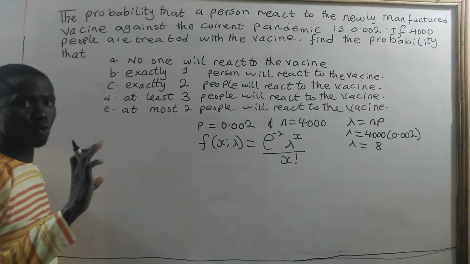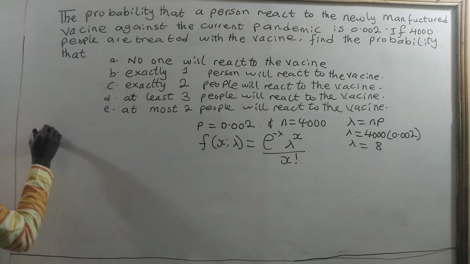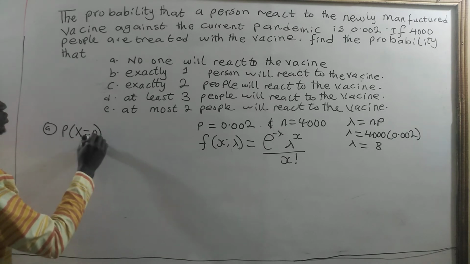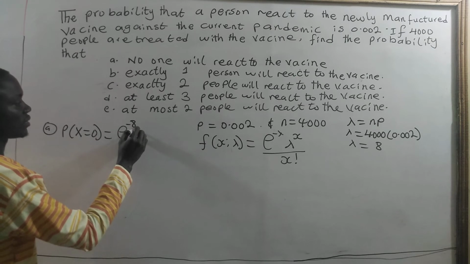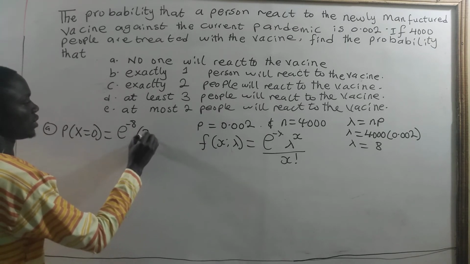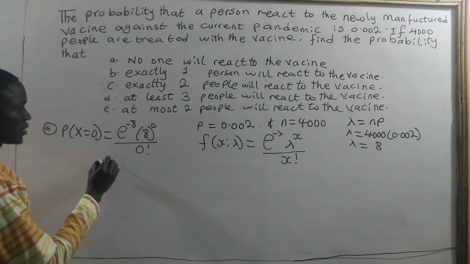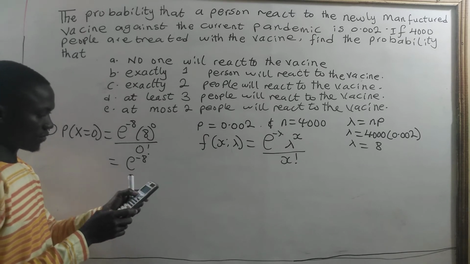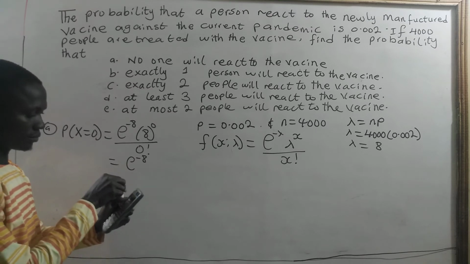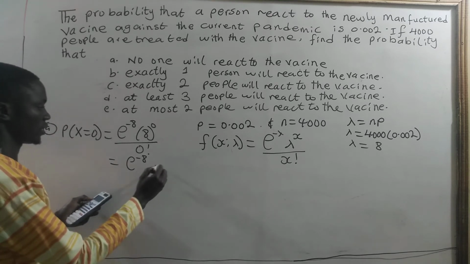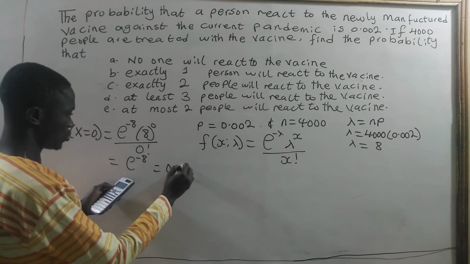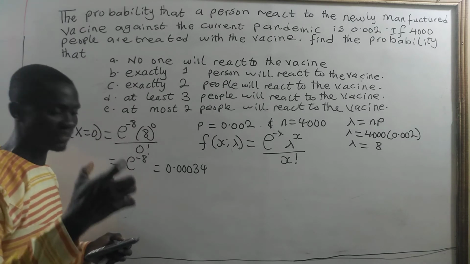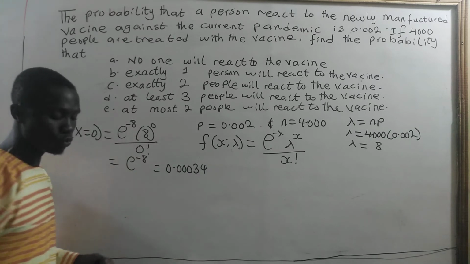No one will react to the vaccine. No one means x equal to 0. So for A, we have the probability that no one will react to the vaccine. That is P of x equal to 0, which is equal to e to the power negative 8 times 8 to the power 0, all divided by 0 factorial, and this is the same as e to the power negative 8. And what is e to the power negative 8? Take your calculator. We have e to the power negative 8 to be 0.00034 to 2 significant figures.